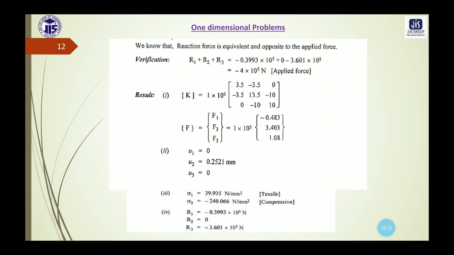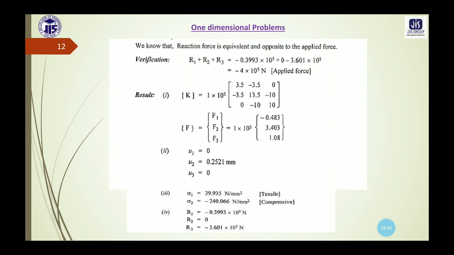So this is the final result that we need to write at the completion of this numerical: the value of the stiffness matrix is 1 into 10 to the power 5 multiplied by a 3 by 3 matrix, and the value of the global force vector is 1 into 10 to the power 5 multiplied by this column matrix. Then for the second part of the numerical, we need to find the nodal displacement, so the value of u1 equals 0, u3 equals 0 and u2 equals 0.2521 millimeter.